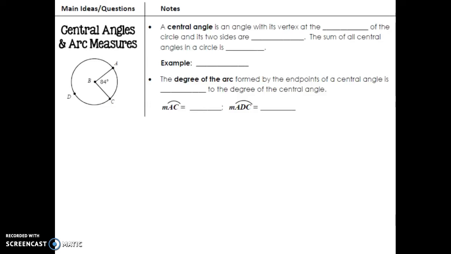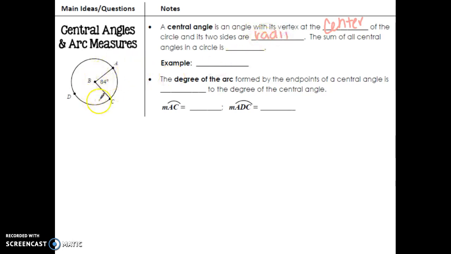Hello everyone, today we will be going over central angles and arc measures. So we are talking about central angles, and a central angle is an angle with its vertex at the center of the circle, and its two sides are radii, that is more than one radius.